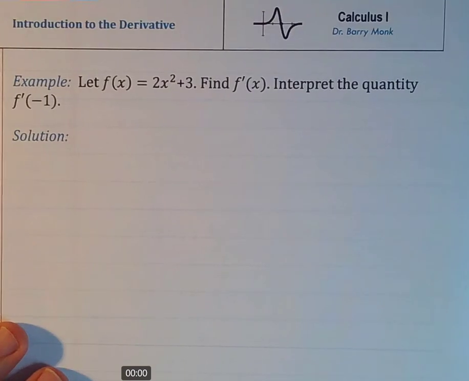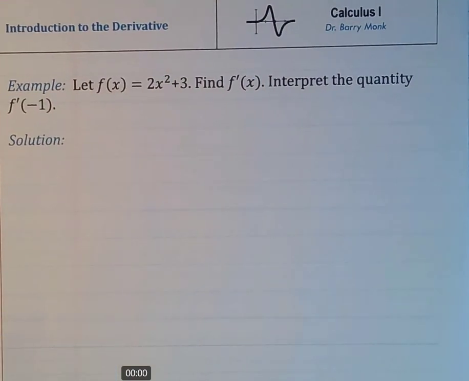So let's look at an example of doing this. Now I'm going to go ahead and tell you ahead of time, with this, we're going to do this in sort of a complicated way.